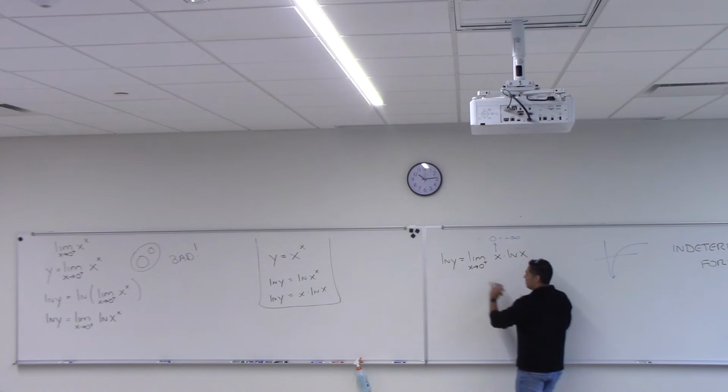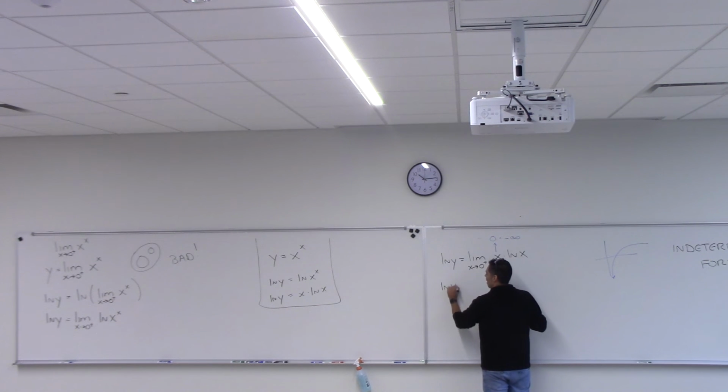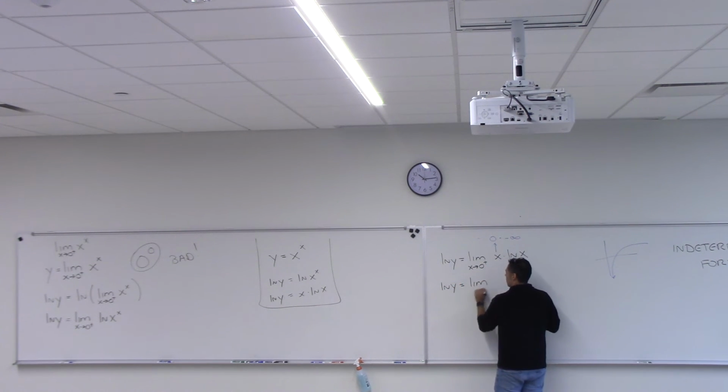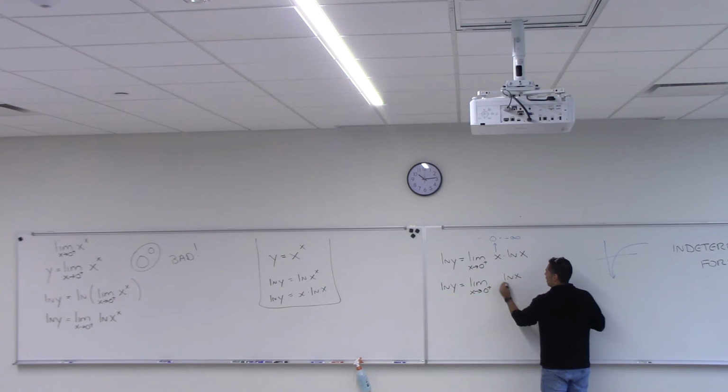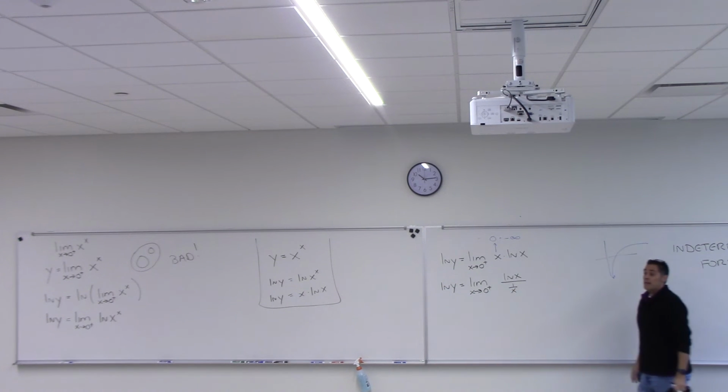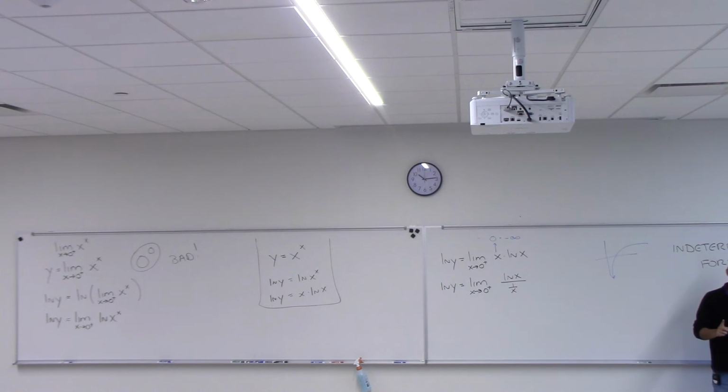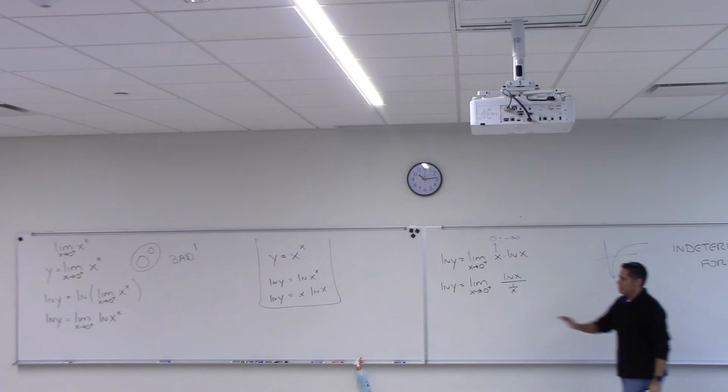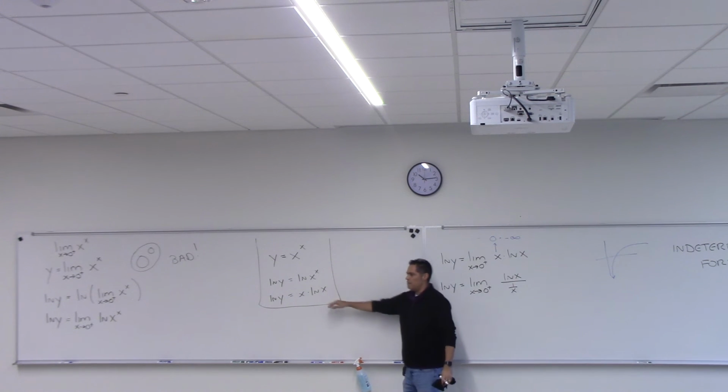So the next step, see, I'm not taking the derivative on both sides. I am not taking the derivative on both sides. I'm leaving the natural log there. I'm rewriting that on the bottom as 1 over x. And now I'm using L'Hopital's rule, right? This is no product rule. It's not what I'm doing, right?